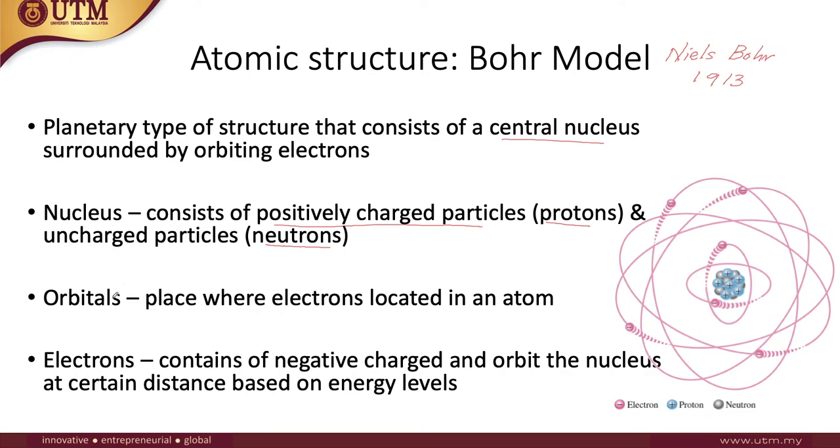So orbitals are the place where electrons are located in an atom. What are electrons? An electron has a negative charge, and it orbits the nucleus at a certain distance. For example, for this electron, they have their own specific distance. For these electrons, they have their own specific distance. So each electron has its own distance based on energy levels. We're going to look at more details about energy levels in the next class.